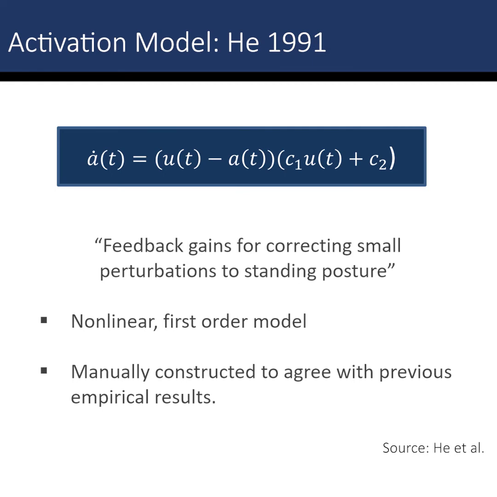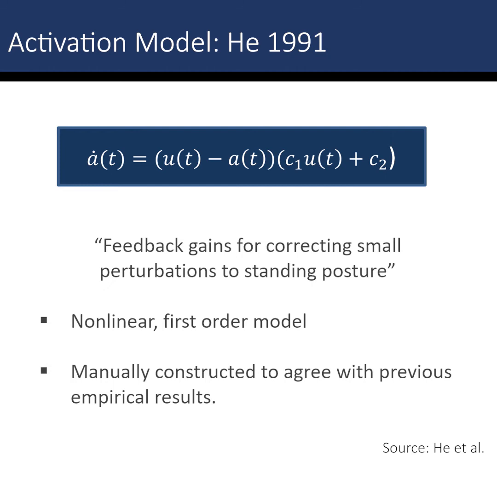This is the second activation model I read about. Identified in He's paper from 1991, feedback gains for correcting small perturbations to standing posture. It is a nonlinear first-order model. For a while, I originally thought that the origin of this model was in a paper that was published almost 20 years later, until I found this one in the references of that paper. They don't provide a citation for it.